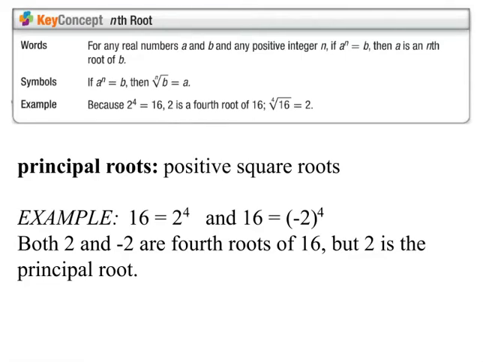Okay, the nth root, basically, notice what it says, for any real numbers a and b and any positive integer n. This is crucial. Positive integer. Okay, a to the n equals b. Then a is an nth root of b. So basically what this means, 2 to the 4th equals 16. So 2 is a 4th root of 16.